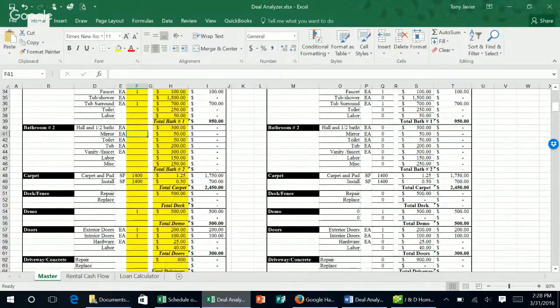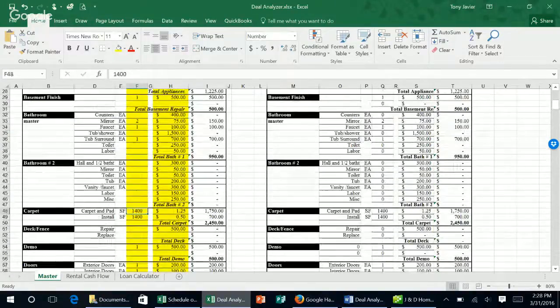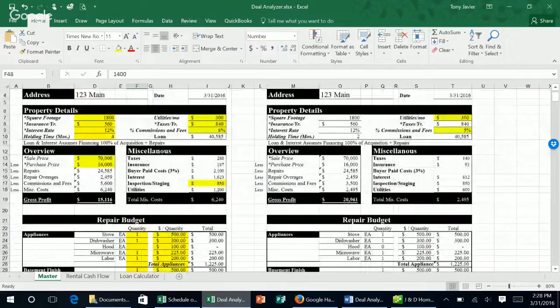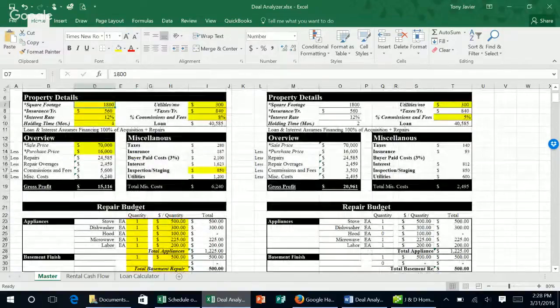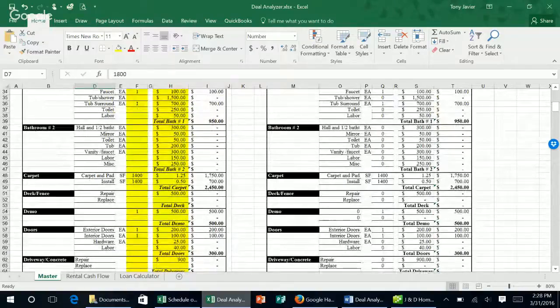Right here, you can auto-populate this to do a percentage of this area up here if you want to. We used to do that until we started doing different floors in different areas. So our formulas were not quite there. So we have our carpet guy go out and measure. We punch these numbers in. We know we pay $1.25 for carpet and pad, and then we pay another 50 cents to have it installed.